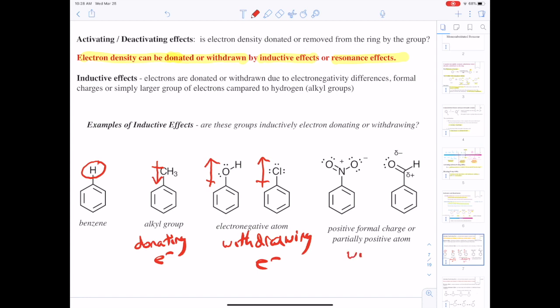And these are also withdrawing. A nitro group with its electronegative nitrogen and the positive charge is going to pull electron density away. If you have something like an aldehyde, that carbon is slightly positively charged because of the presence of the oxygen. So that's going to pull electron density away.